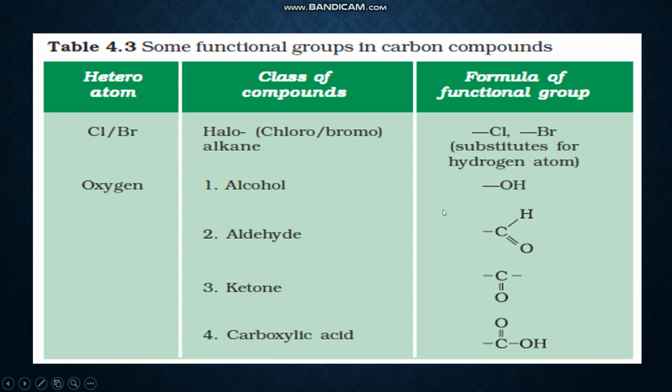The next class of organic compounds is alcohol. In alcohol, the functional group is OH. Which is the heteroatom here? Heteroatom is other than carbon and hydrogen. Which atom? Here the heteroatom is oxygen. And in haloalkanes, which are the heteroatoms? Halogens, that means chlorine or bromine.